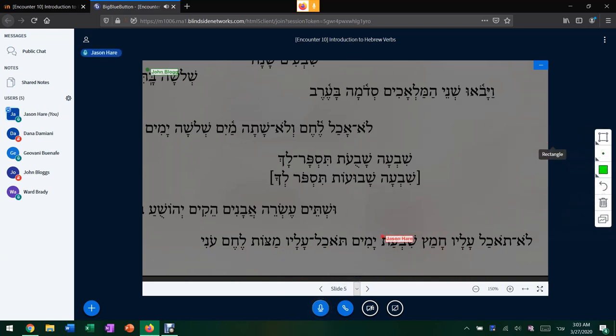When I looked at this, the phrase shivat yamim, I didn't know if, logically, it belongs to this verb or to this verb. Is it, you shall not eat on it chametz for 7 days, or is it, you shall not eat on it chametz, period, 7 days you shall eat on it matzot? I didn't know which phrase it went with. When I checked the accents, it indicated to me that it should go with this one, just reading the accents. But that would be an interpretation.